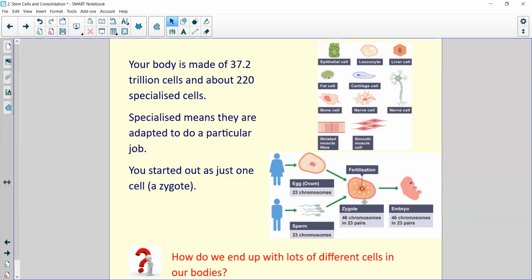So remember from the last lesson, we know that this zygote must divide by mitosis. It makes lots and lots of copies of itself, but eventually we get to the point where these cells must start to become specialized and take on different jobs.